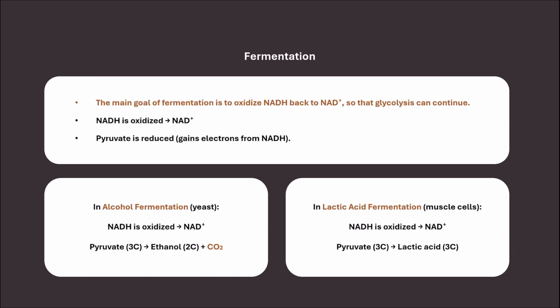In yeast, pyruvate becomes ethanol and CO2. That's alcohol fermentation, which is good for bread and beer. In human muscle cells, pyruvate turns into lactic acid. That's lactic acid fermentation, which doesn't release CO2.